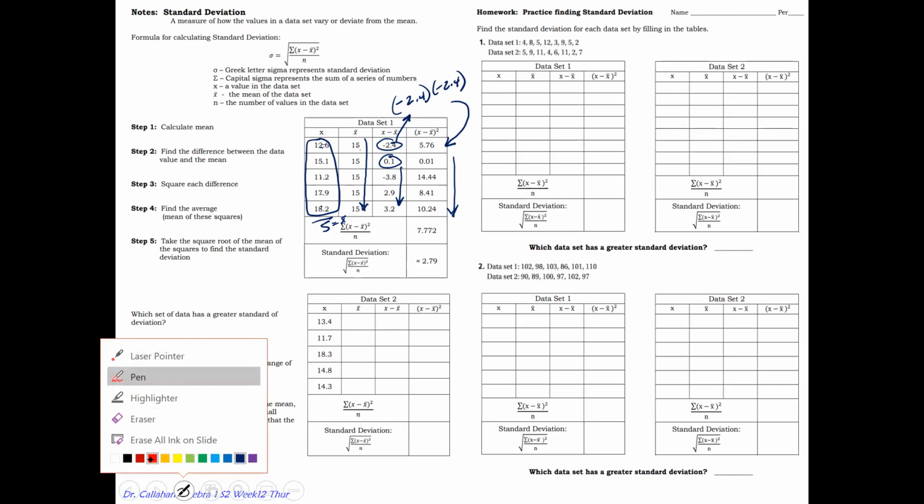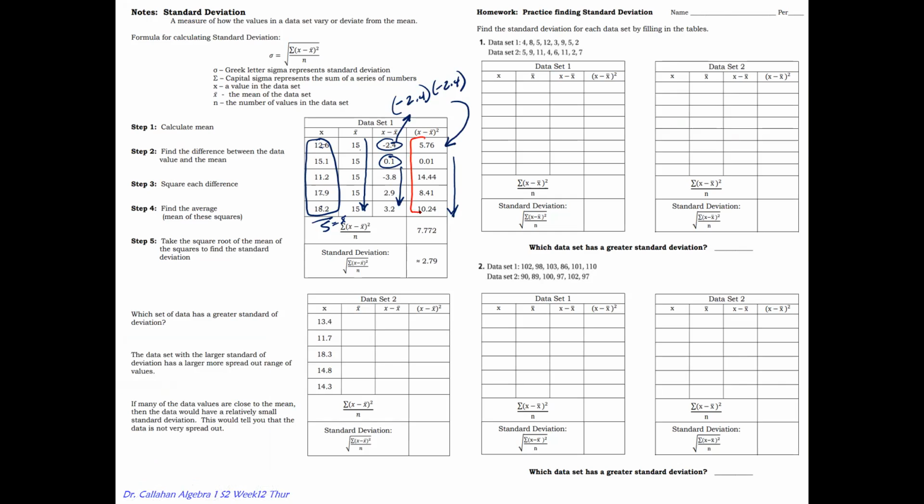Then after that, you are going to add up everything here together. That's going to give you the sum on top. But then you have to take that sum and divide it by 5, which will give you this number here. This is your variance. Then when I square root that variance, it's going to give me my standard deviation, which is 2.79.